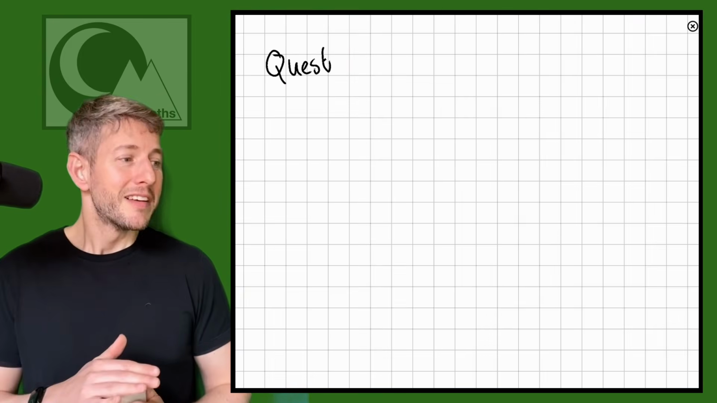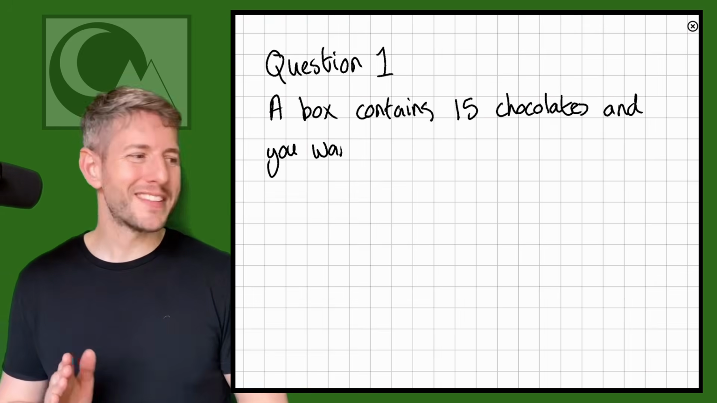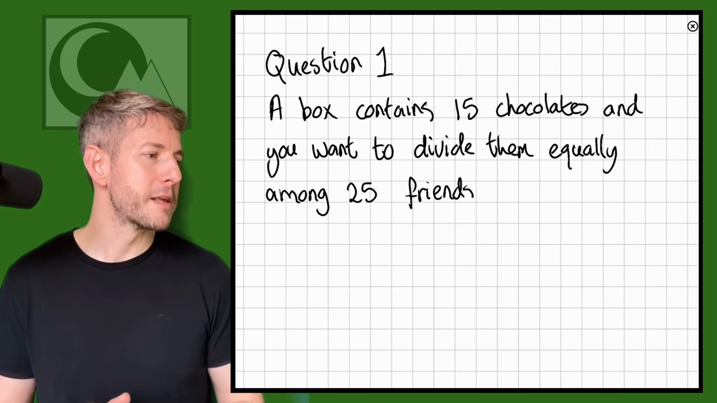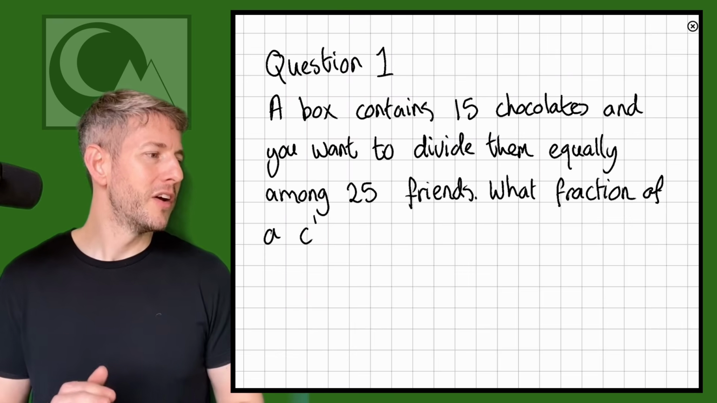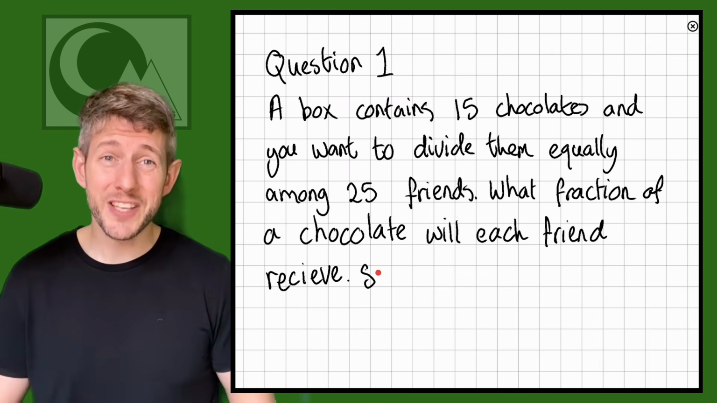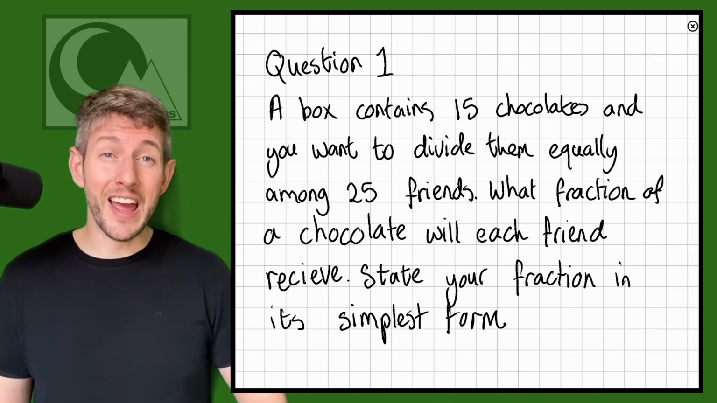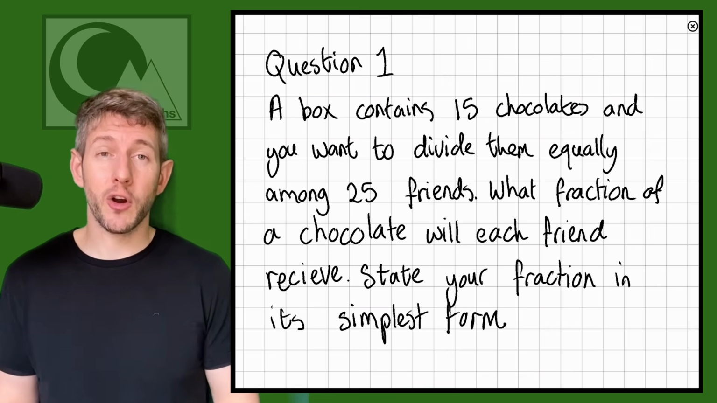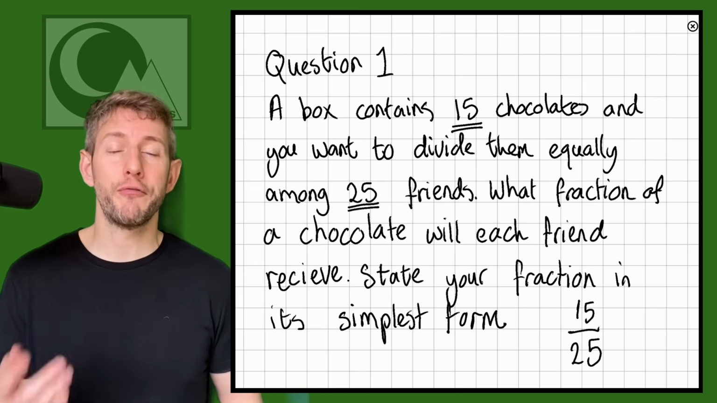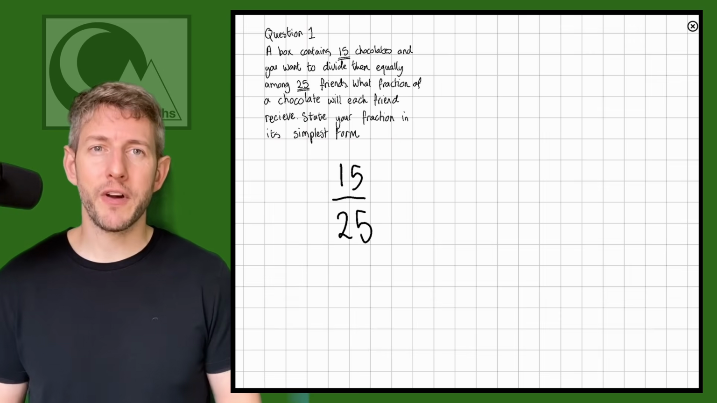Okay, here we are. So the first question for this one says, a box contains 15 chocolates and you want to divide them equally among 25 friends. What fraction of a chocolate will each friend receive? Simplify the fraction. Okay, so instantly it's a little bit more confusing because we've got some words there. But basically, if we're sharing 15 chocolates between 25 people, that means we've got our fraction of 15 over 25. So we can write that down. That is our first fraction.